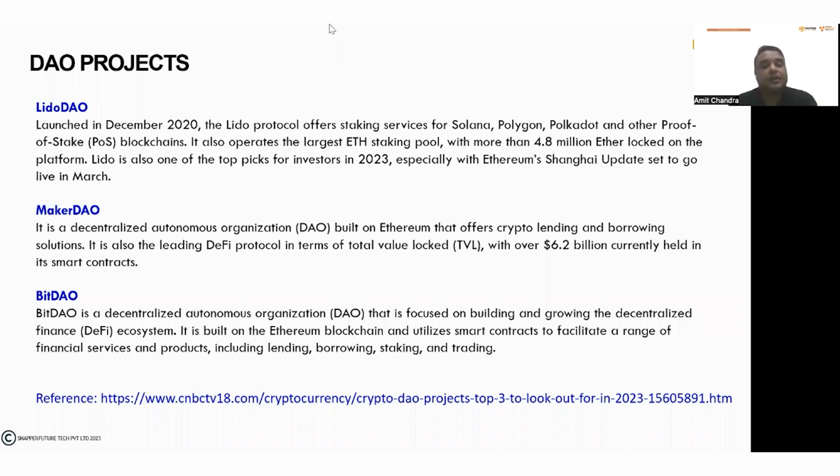Okay. So the next thing is BitDAO. BitDAO is a decentralized autonomous organization that is focusing on building and growing the decentralized finance ecosystem. So if you want to know more about the decentralized finance ecosystem, then you can check out BitDAO. If you're looking for a crypto borrowing lending platform, then you can check out MakerDAO, and Lido DAO is something which is built on Solana, Polygon, Polkadot, and other proof of stakes.